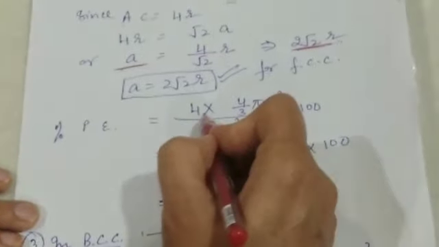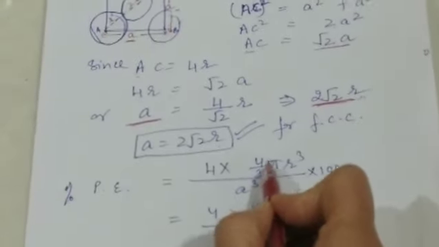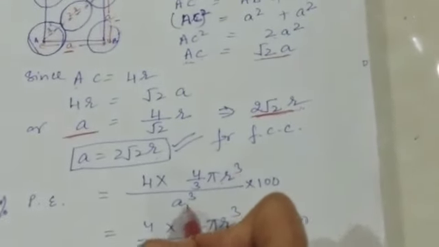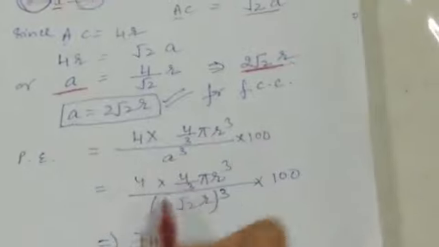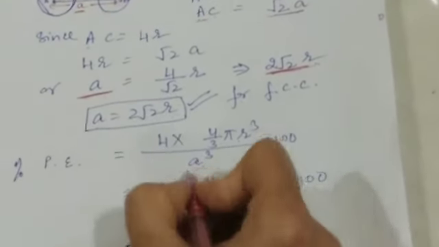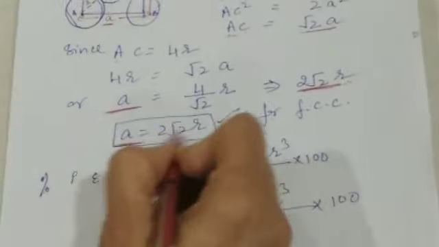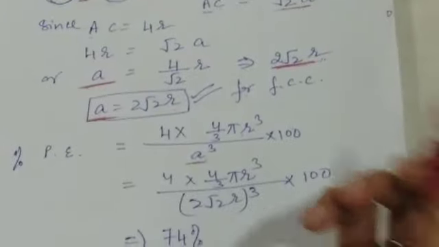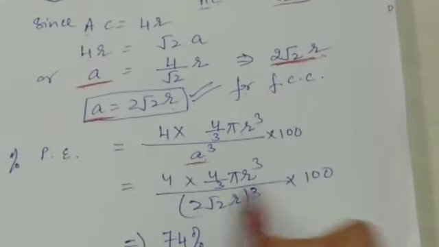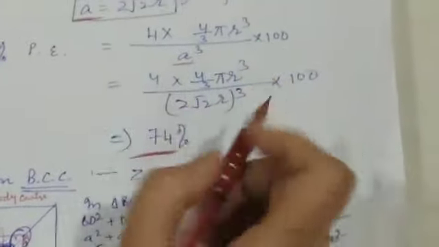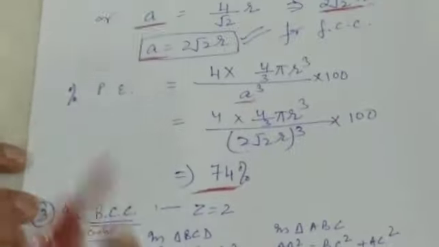Now apply the percentage packing efficiency formula. Number of atoms, which in this case is 4. Volume of each atom, being a sphere, is 4 by 3 pi r cube, upon the volume of the cube, A cube. So again here this A gets substituted by 2 root 2 r to do this calculation. So after substituting A, you will get 74% as the percentage packing efficiency of FCC.